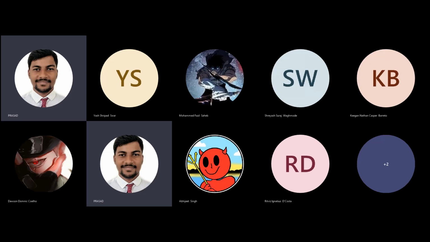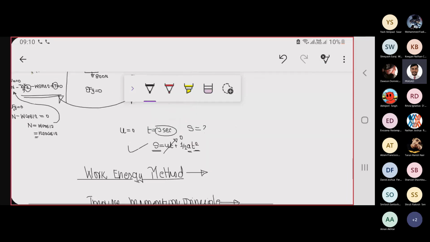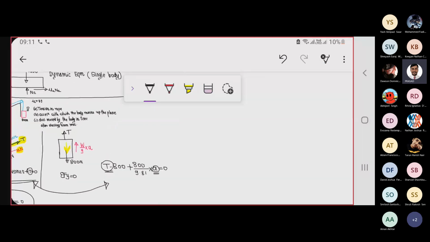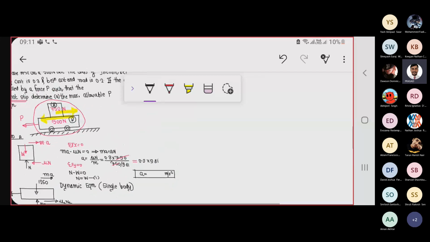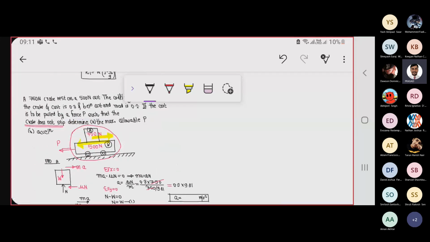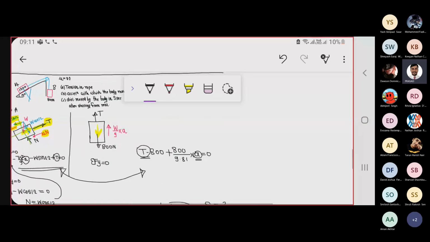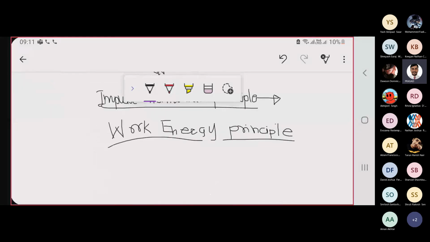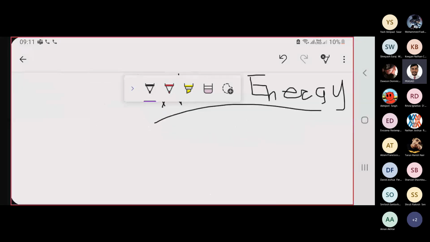Method, actually, when we solve, if you remember D'Alembert's principle, if you see, what was there? There was no time or velocity anywhere. Now, if velocity is given, then we can solve such problems by using the work energy principle. Work done by a force on a moving body is defined as the product of force and distance moved in the direction of the force.